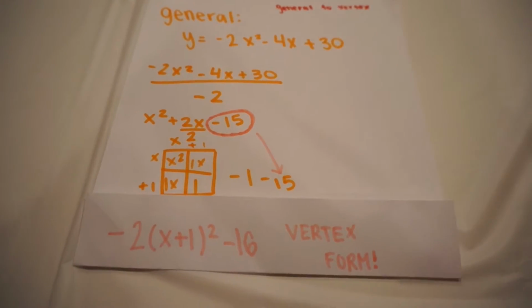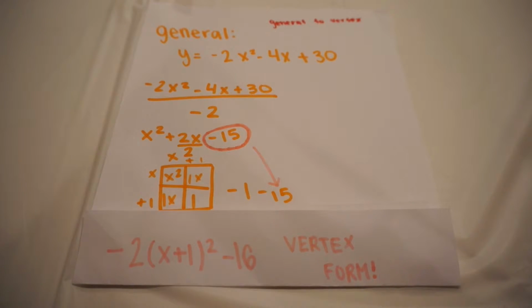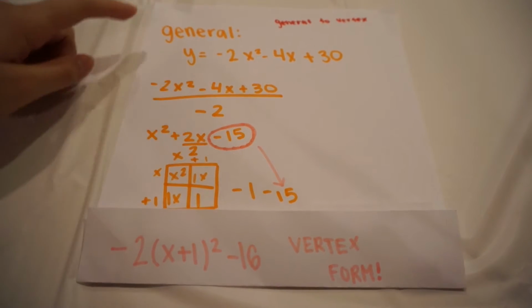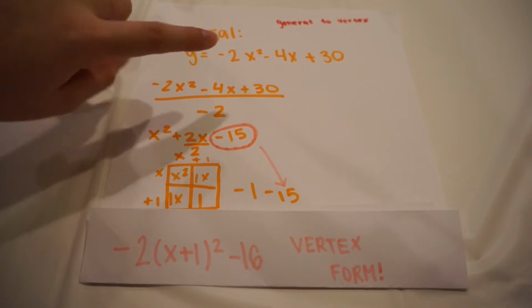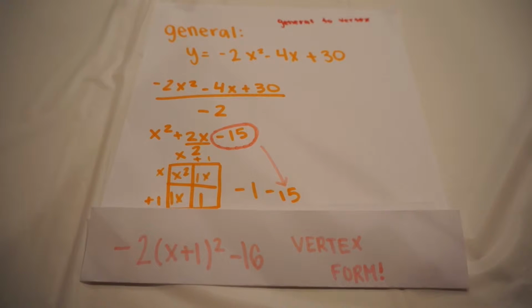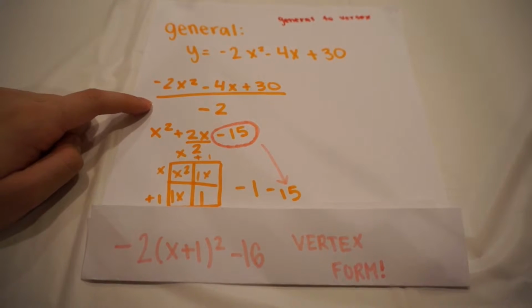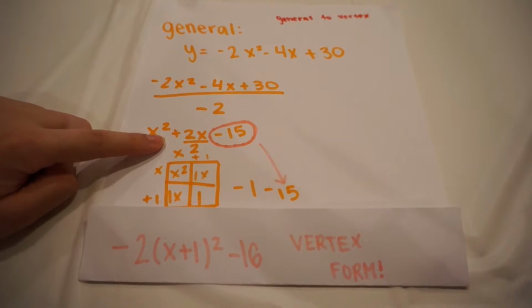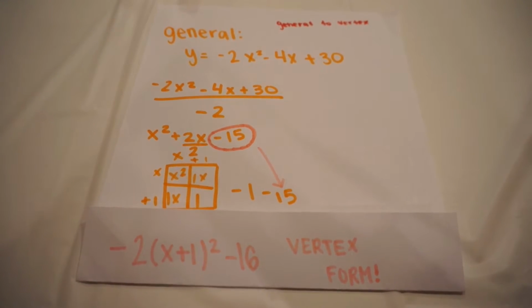Now we're going to go from general form to vertex form. So we're going to start again with our general form that we first started with, which is y equals negative 2x squared minus 4x plus 30. Then we're going to take the negative 2 out again, which gets us x squared plus 2x minus 15, and we're going to save the 15 for later.